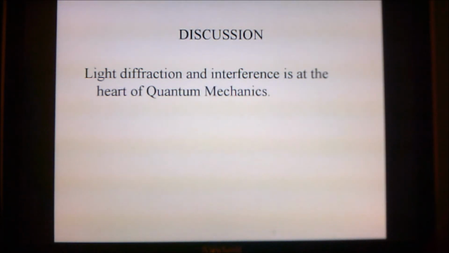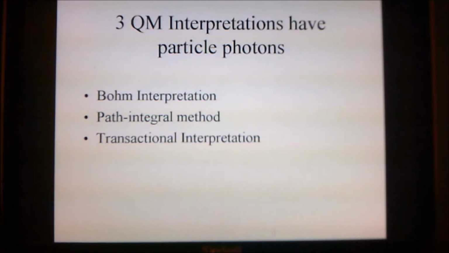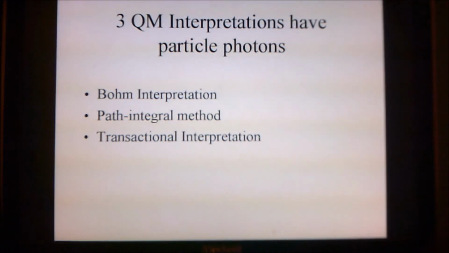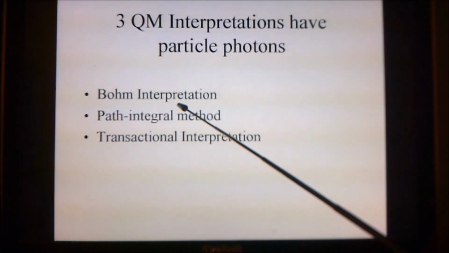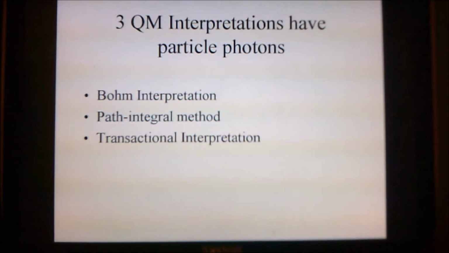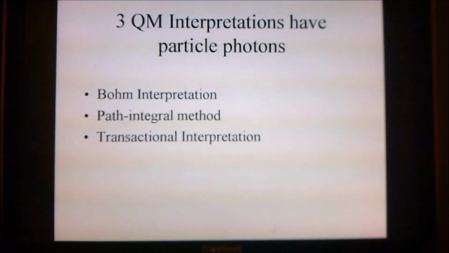Light diffraction and interference is at the heart of quantum mechanics. But here we've rejected the wave part of quantum mechanics. But there are three quantum mechanic interpretations that have particle photons. Now, this is not wave packet photons. This is a particle. One is the Bohm interpretation. It suggests that particles, like the Newtonian interpretation, have a position and a momentum at all times. This is a little different than what you hear about when you hear about quantum mechanics.